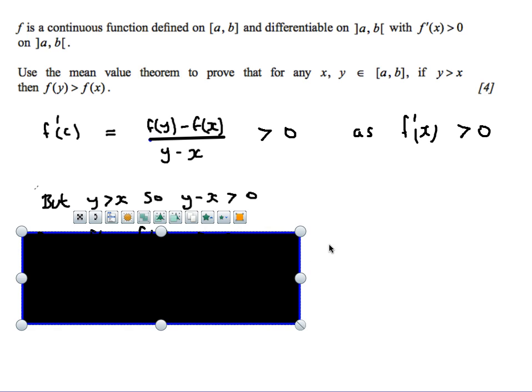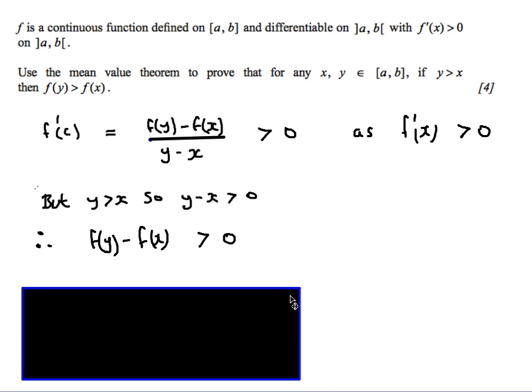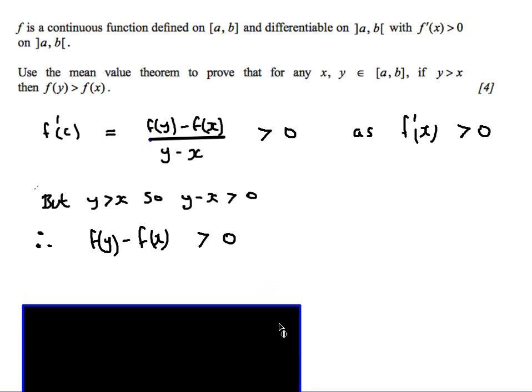And then we also have to note that y is greater than x. My sketch was just giving me that. Therefore, when I do y take away x, that must be greater than 0. So now I've got a function where I know this whole function here is greater than 0, and I know that the bottom part, the denominator, is also greater than 0. Well, the only way that that is possible is if the numerator, f of y minus f of x, is also greater than 0. And there we go.